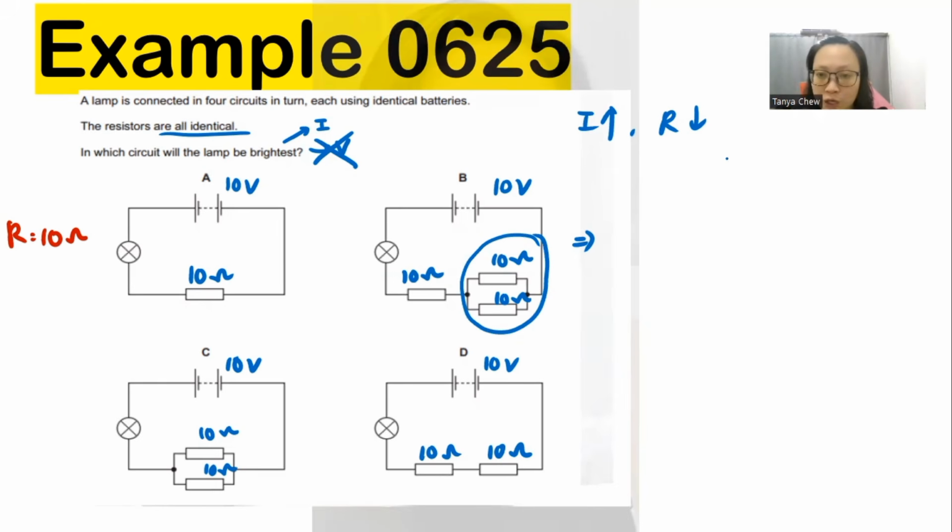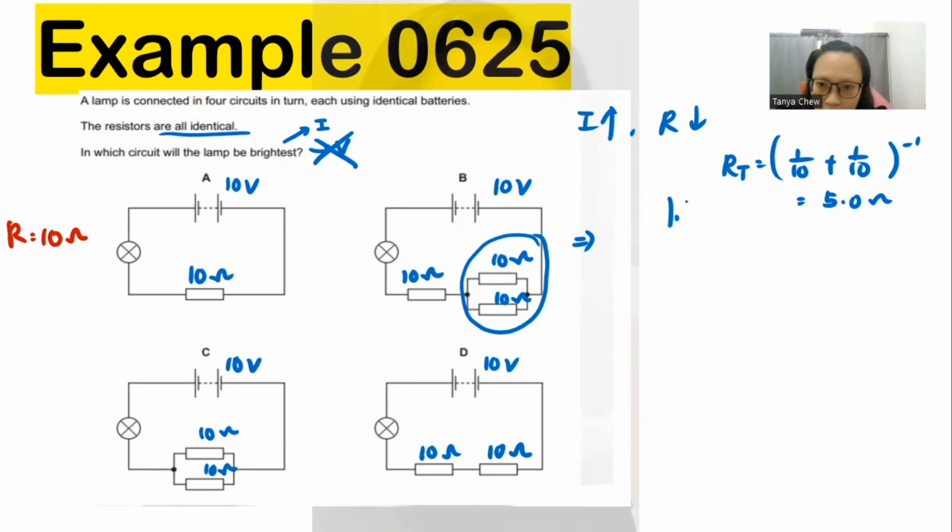For a parallel circuit, to find the total resistance between these two parallel resistors, it is equal to 1 over 10 plus 1 over 10, then you invert it. You get 5 ohm here. You can use your calculator to do it.